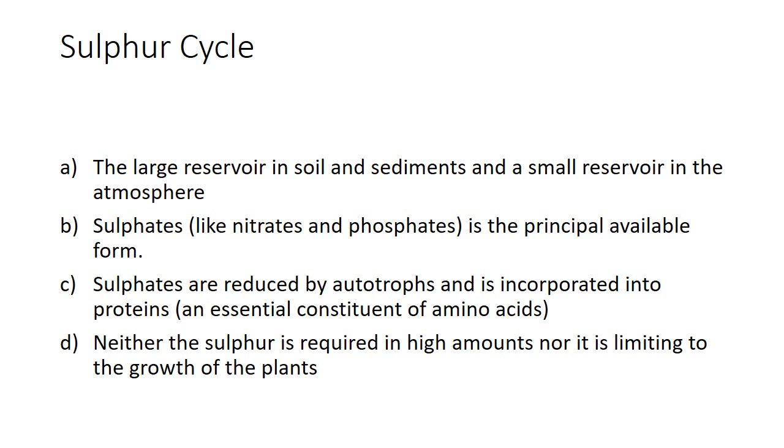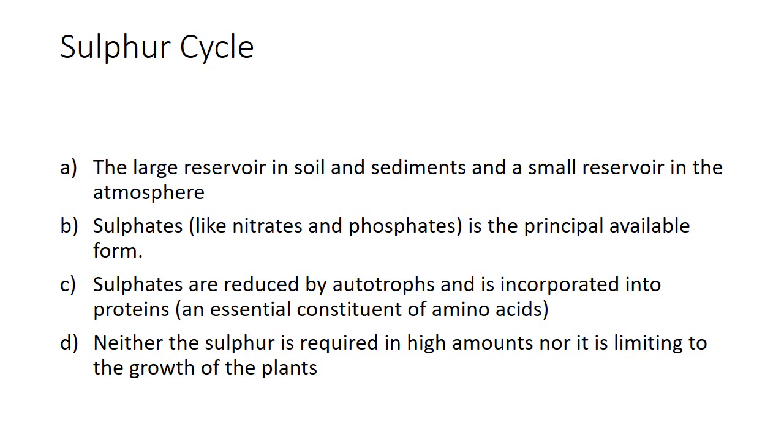Sulphur cycle. The large reservoir is in the soil and sediments, while there is a small reservoir in the atmosphere. So it is a representative of an intermediate form of biogeochemical cycle, which keeps its reservoir in sediments as well as in the atmosphere.